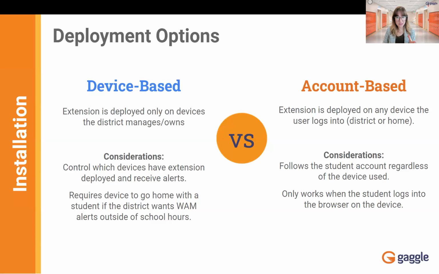Let's start with that account-based approach. Here, the extension really follows the student's district Google account, no matter what device they use, at school, at home, even at the library. This means that you're going to get those web activity monitoring alerts even when the student isn't on a school-issued device. So this provides protection wherever the student goes, and it's going to give those alerts beyond school hours. However, there are potential privacy concerns on shared devices at home, right? And it requires the student to log into their browser for it to function.